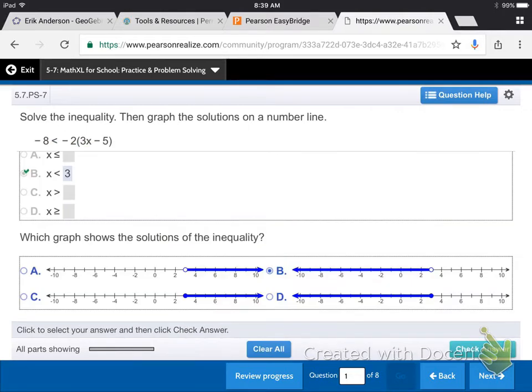And now we want to graph the solutions. And again, here is our solution. X is less than 3, so we're looking for an open circle at positive 3 with an arrow pointing to the left, and you can see it's right there, answer choice B.